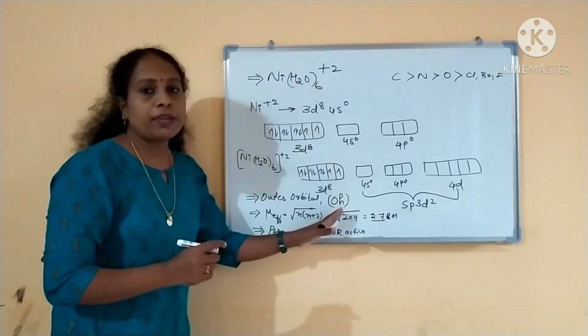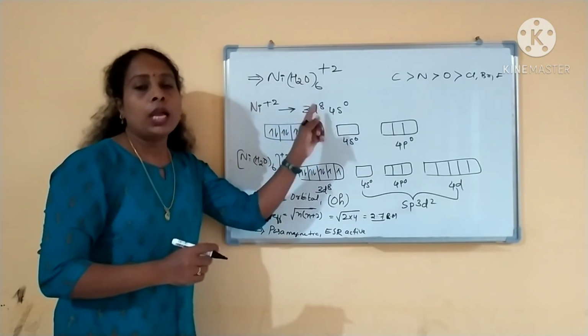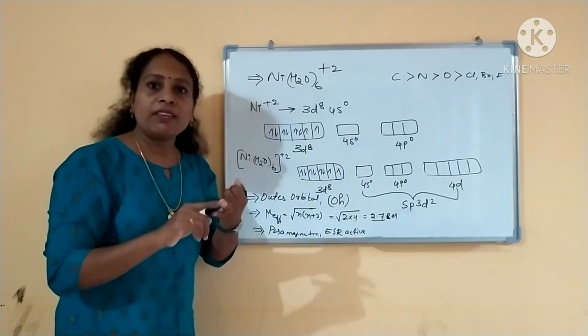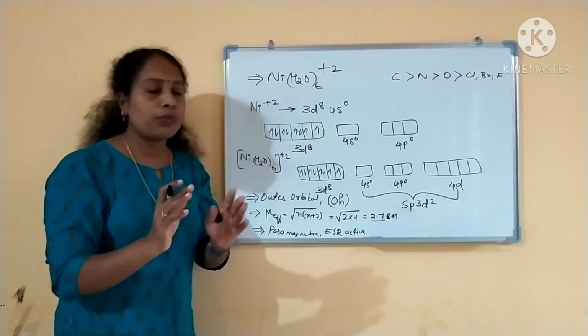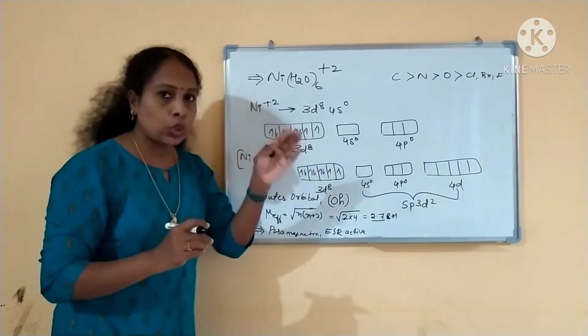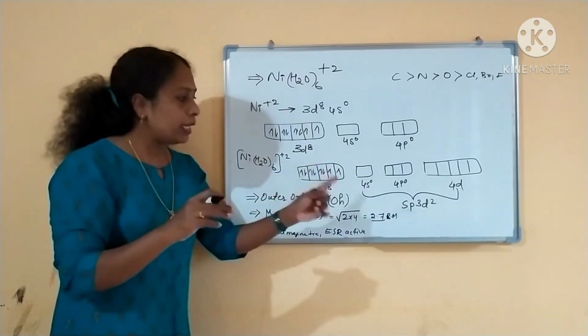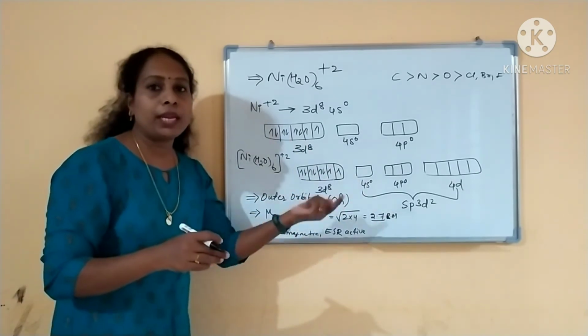Clear? This is the way you have to find out the hybridization based on the ligands. You have to find out whether it is a neutral ligand or a negatively charged ligand, and write the electronic configuration correctly. Then if it is a strong ligand, it will cause pairing. If it is a weak ligand, it will not cause pairing. Based on that, you have to predict the remaining properties.